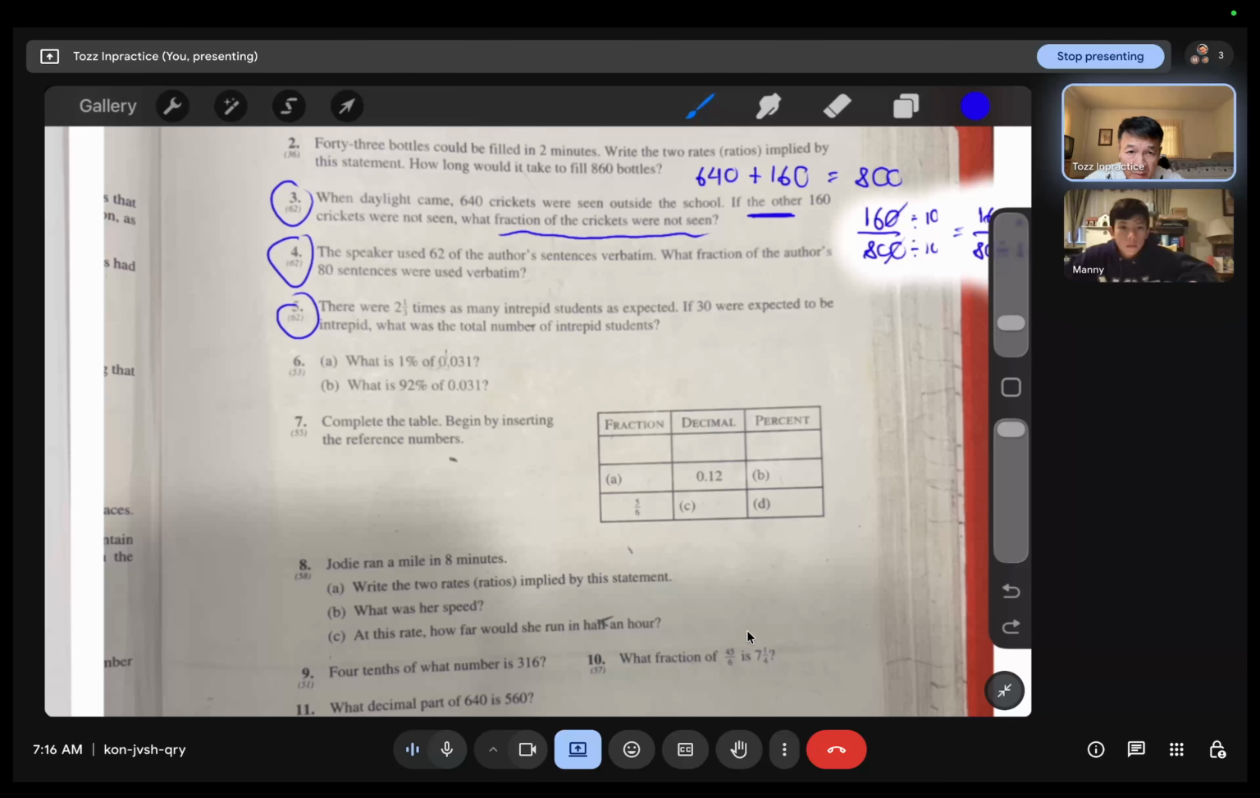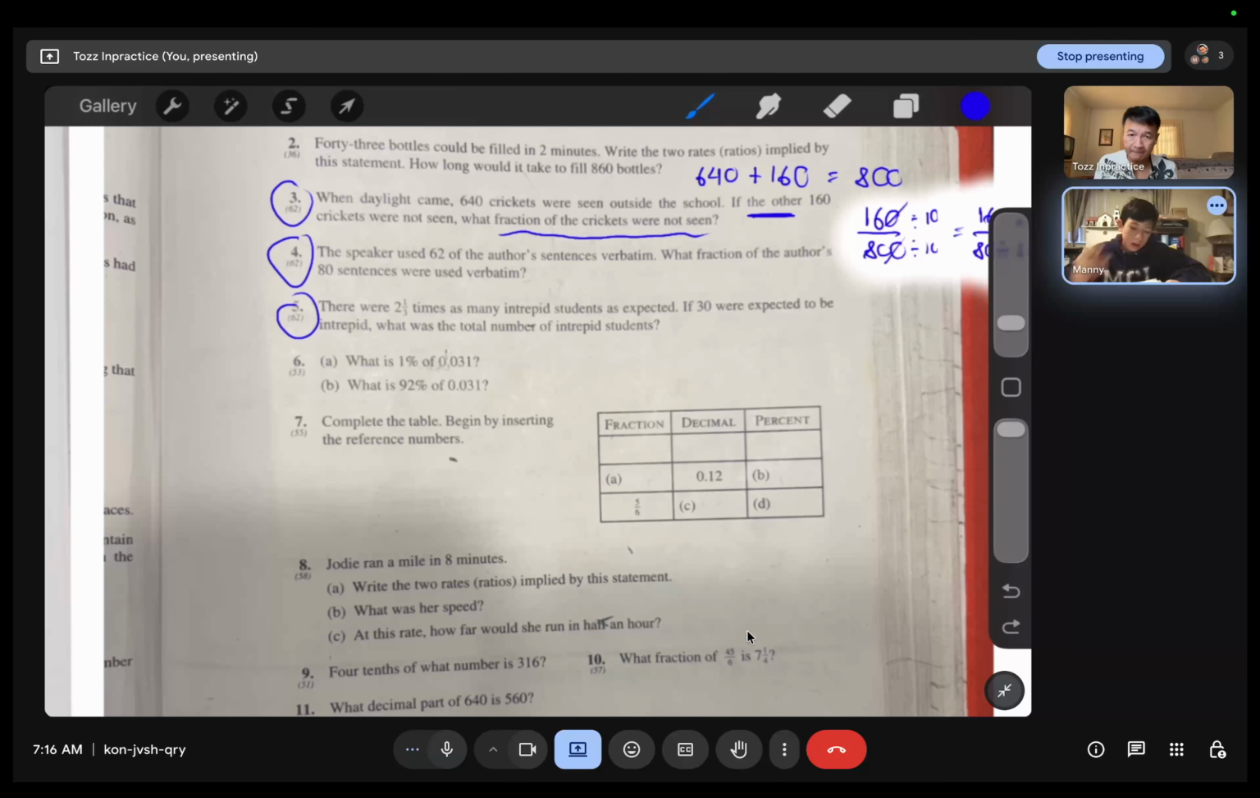Okay, what fraction of the author's 80 sentences were used verbatim? Okay, another confusing one, but I think I got it. What do you think? So you do f times 80 equals 62, and then you divide both sides by 80, and you reduce it. Wait. I think that's a little too fancy.